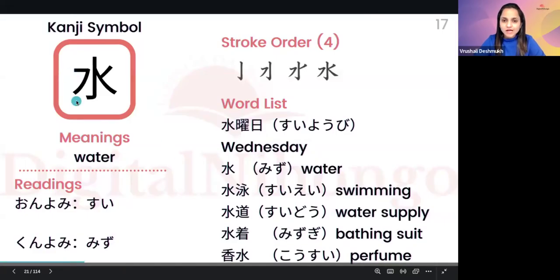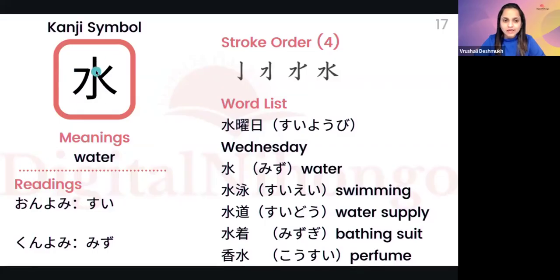How will you remember this kanji? It looks something like the English letter K, isn't it? And this part is like katakana fu. Yes, looking like katakana fu, and K.